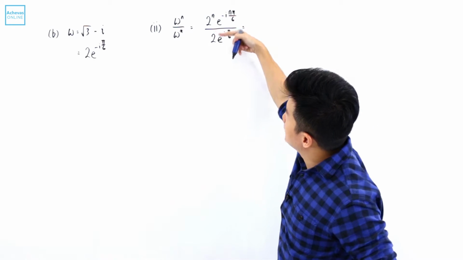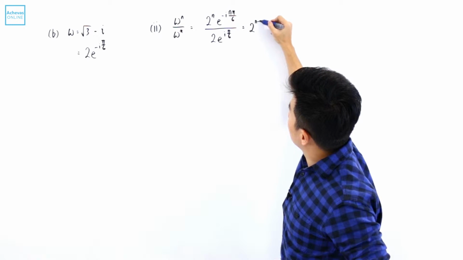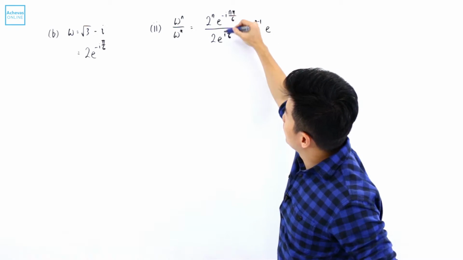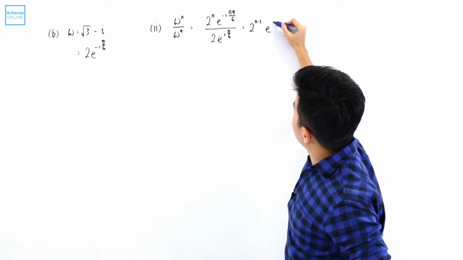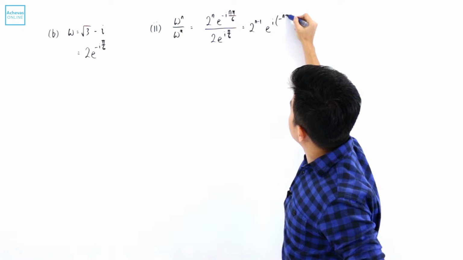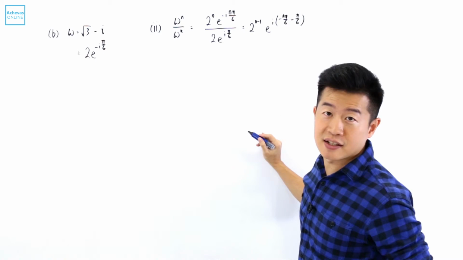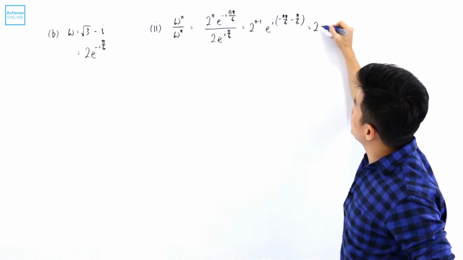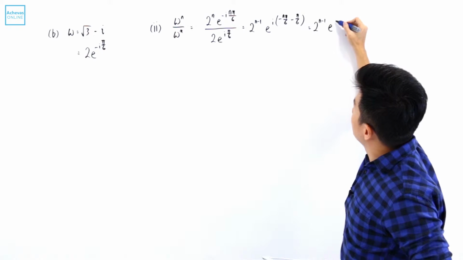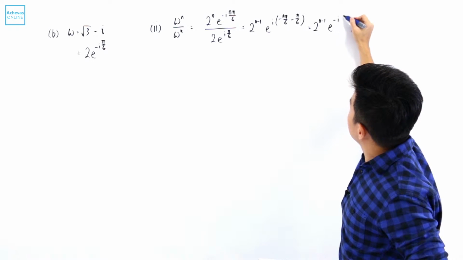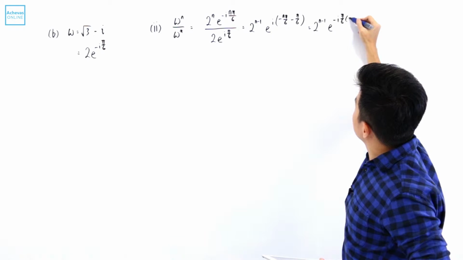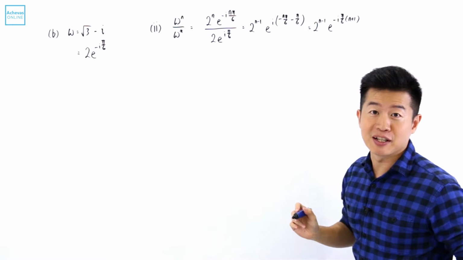This 2 to the power n divided by 2 is 2 to the power of n minus 1. As for this, it is going to be e to the power of i of minus n pi over 6 minus pi over 6. And this is 2 to the power of n minus 1, e to the power of minus i pi over 6 multiplied by n plus 1.